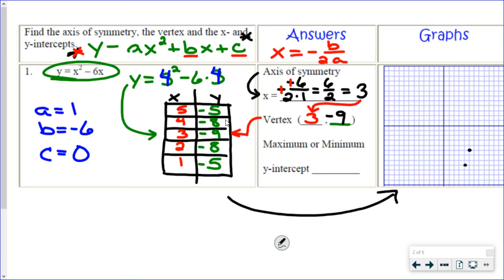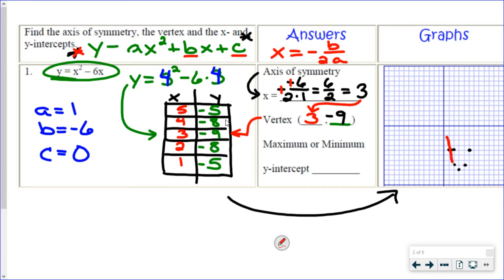Okay. Then I go over 3, down 9. And then it repeats again. And that's what it should kind of look like. Whoops, I messed that one up, right? Okay. Oops, -1 it should be over here. So plot those points and then connect those.